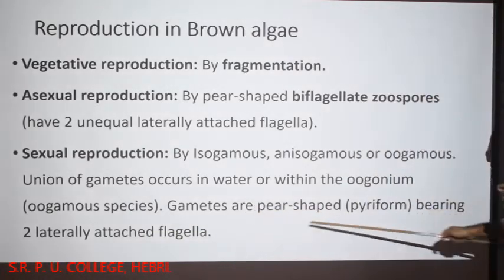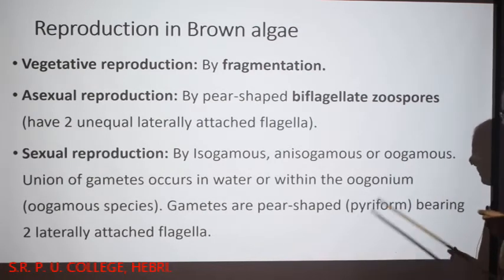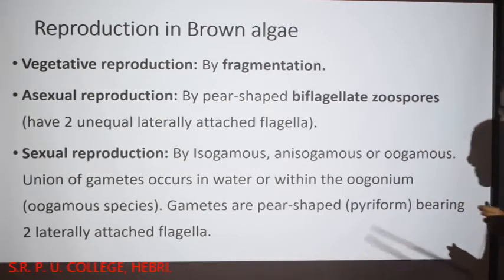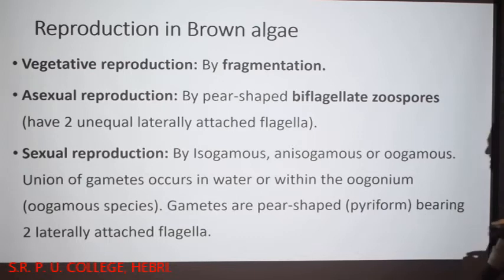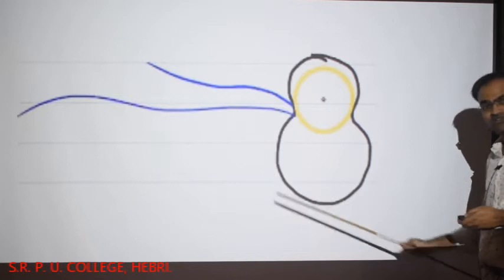And the gametes are also pear-shaped. The pear-shaped, it is also having another word called pyriform, bearing two laterally attached flagella. The same one, they call it pear shape and they also call it pyriform.